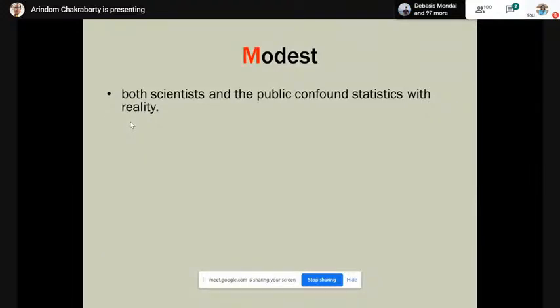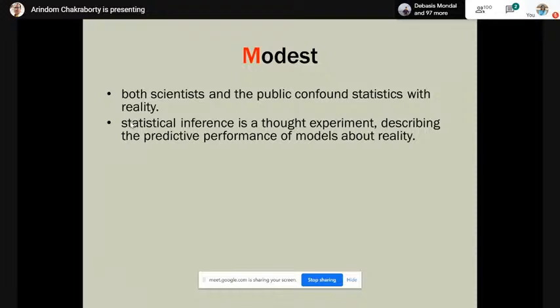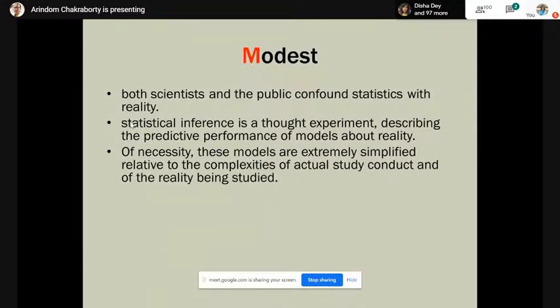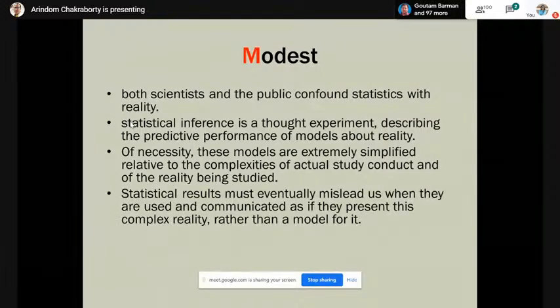Both scientists and the public confound statistics with reality. Statistical inference is a thought experiment describing the predictive performance of models about reality. Of necessity, these models are extremely simplified relative to the complexities of actual study conduct and of the reality being studied. So that is a limitation. Statistical results must eventually mislead us when they are used and communicated as if they present this complex reality rather than a model for fit.